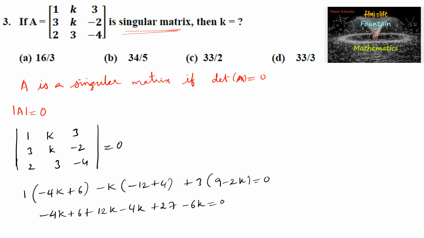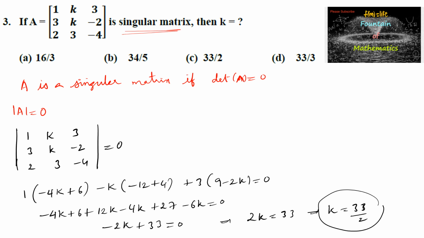So minus 4K plus 12K is 8K, 8K minus 4K is 4K, 4K minus 6K is minus 2K, and the remaining 6 plus 27 is 33. So minus 2K plus 33 is equal to 0, or we can write 2K is equal to 33. So the K value is 33 upon 2. So to make this matrix a singular matrix, the value of K must be equal to 33 upon 2, which is option C.